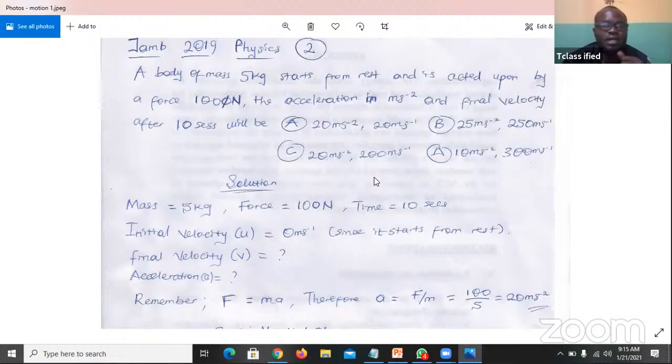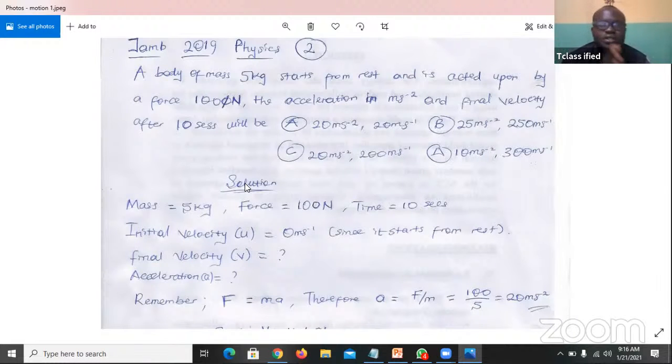The options are: option A, 20 meters per second and 20 meters per second; option B, 25 meters per second squared and 250 meters per second; option C, 20 meters per second squared and 200 meters per second; and option D, 100 meters per second squared and 300 meters per second. So how do you go about solving this?